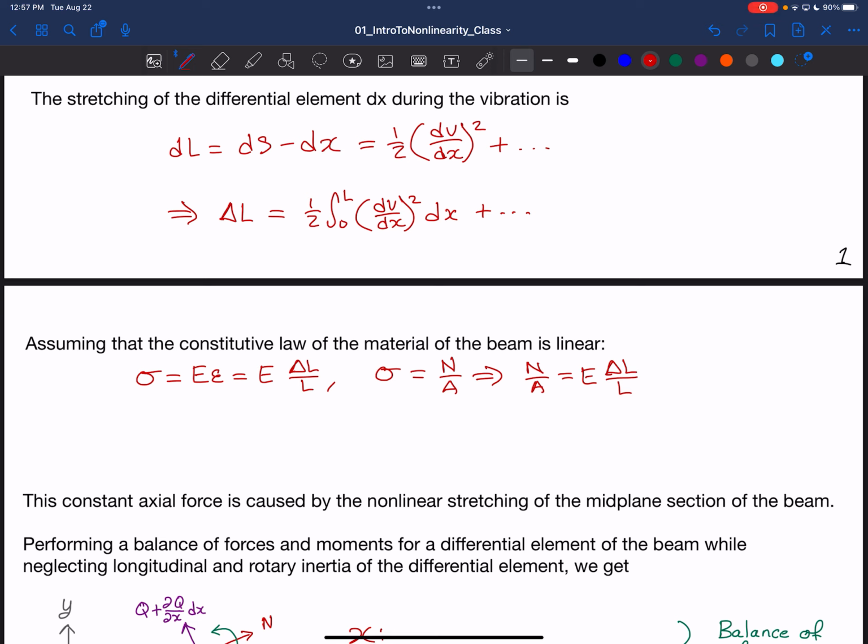And then substituting in from above, we will find that that normal force N is equal to EA over 2L times the integral from 0 to L of (dv/dx) squared dx plus higher order terms.